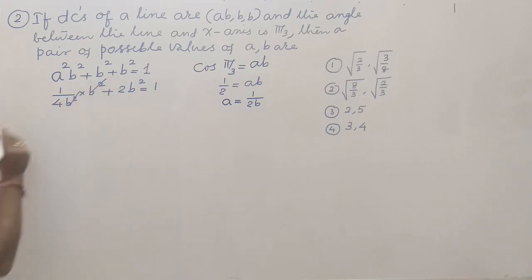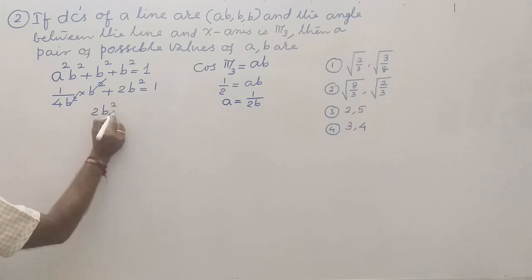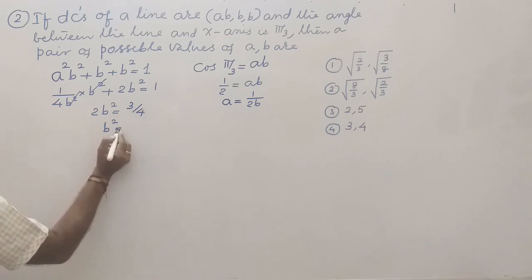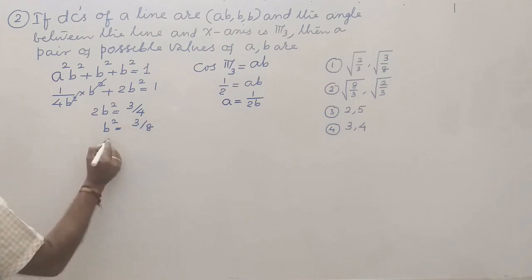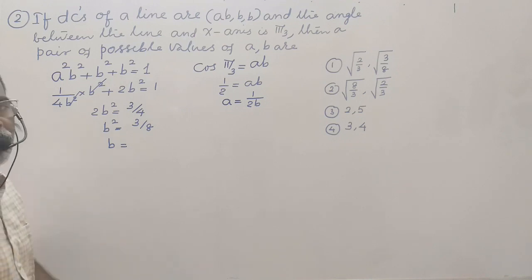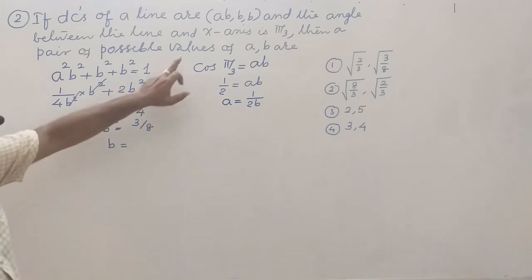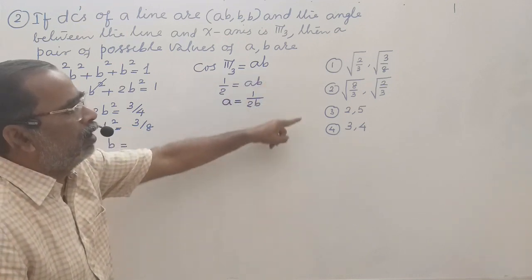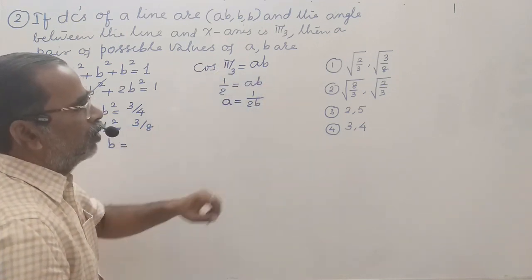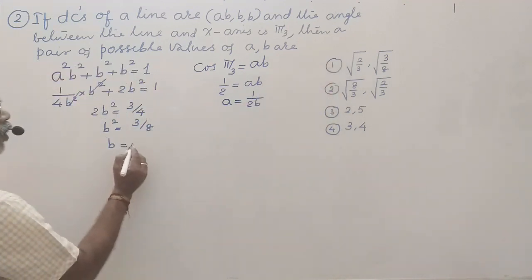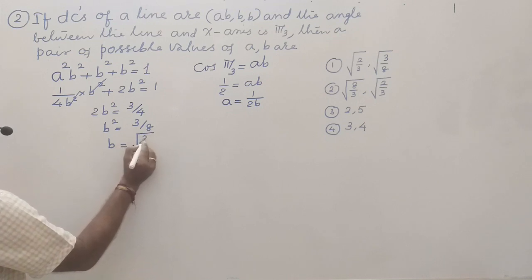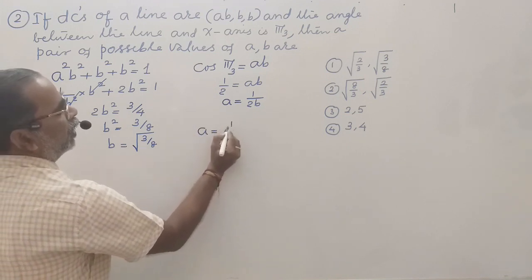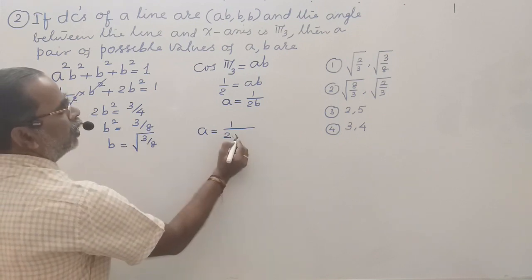I can cancel b square and b square. This implies 2b square is equal to 1 minus 1 by 4, that is 3 by 4. So b square is equal to 3 divided by 8. Therefore b is plus or minus root over 3 by 8. So he asked for a pair of possible values. It is a single answer type question, therefore only one option is there, so we need one value. All the values are positive, therefore I will take b equal to root over 3 by 8. So I will put this value here. Then what is a? a is 1 divided by 2b, where b is root 3 by 8.